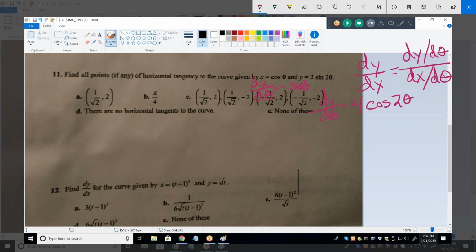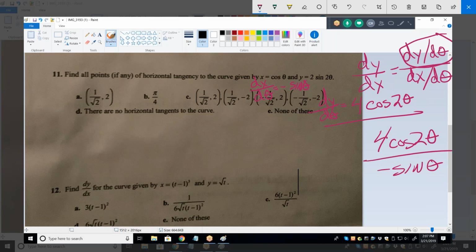In other words, the derivative of sine of 2 theta is cosine of 2 theta times 2. And times the other 2, you get 4. So that's what the derivative of y is. Plugging all of that in, I got 4 cosine 2 theta, divided by negative sine of theta.